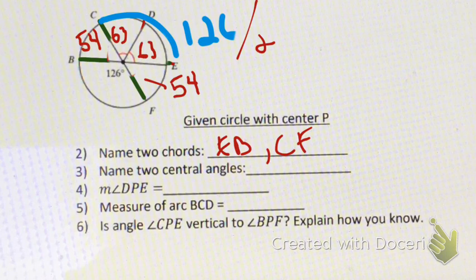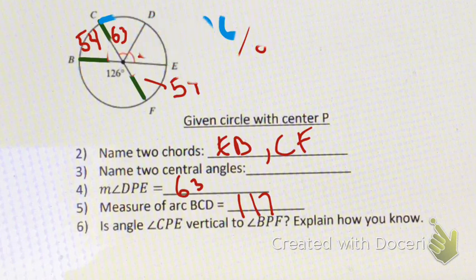DPE, where is it? DPE is 63. Arc BCD, that's going to be on the left side. That's 54 plus 63. That's 117, because you add them together. The central angles are equal to the arcs. So that is what did I say, 117? Yeah, 117.